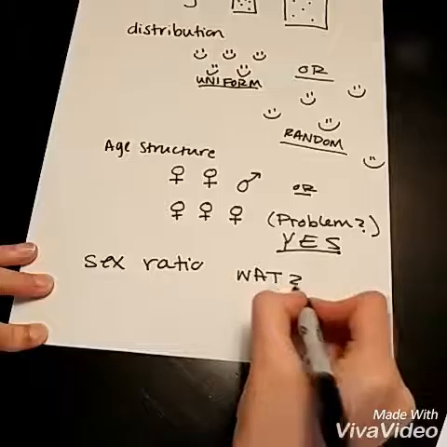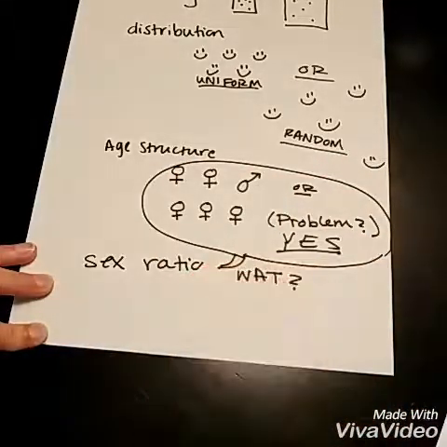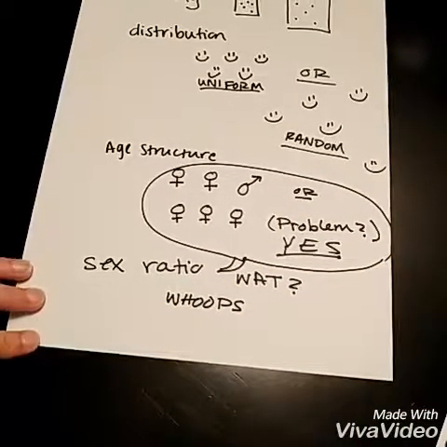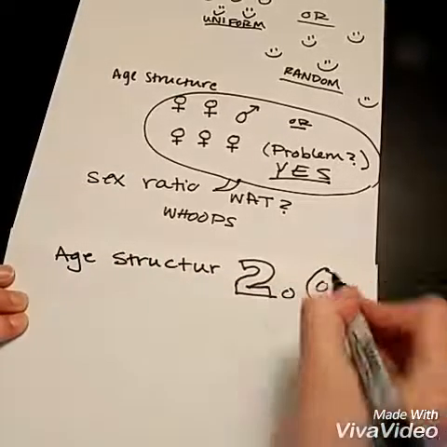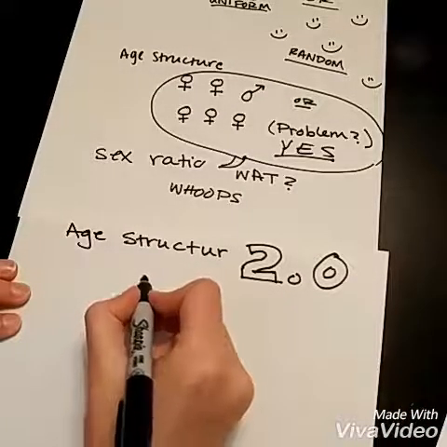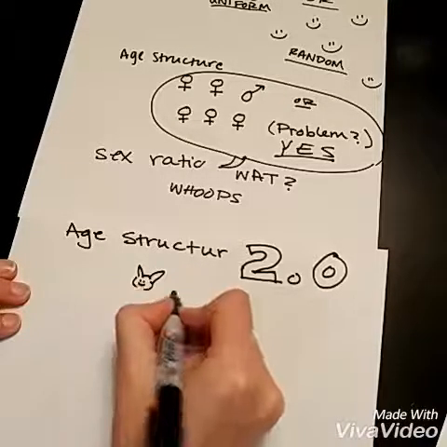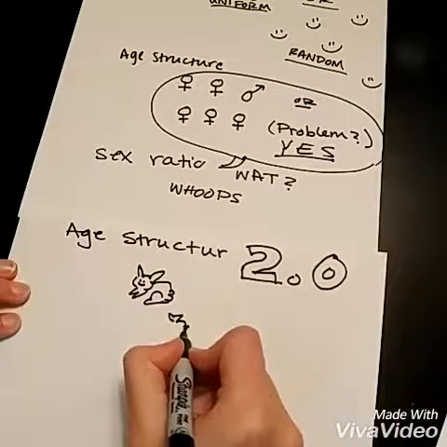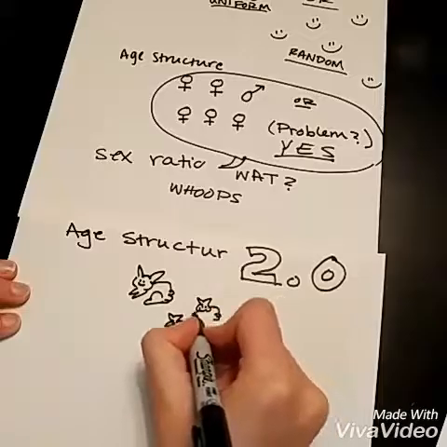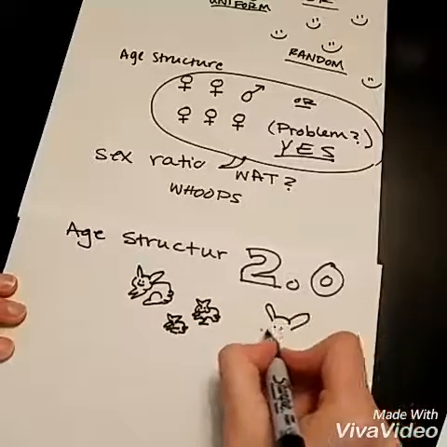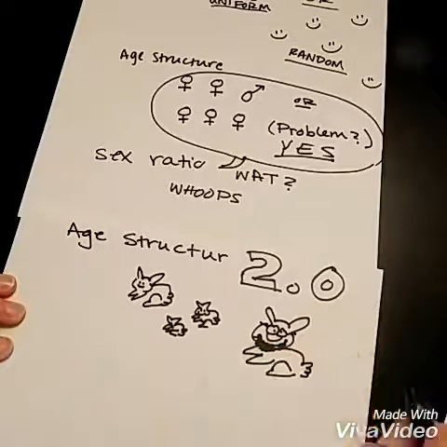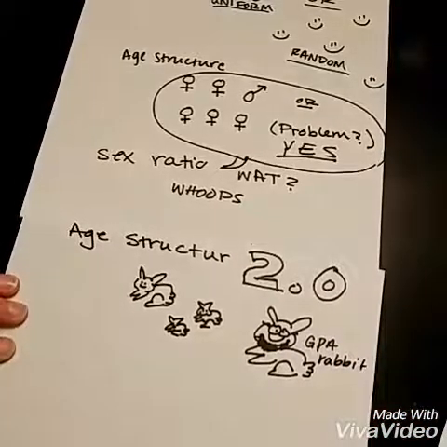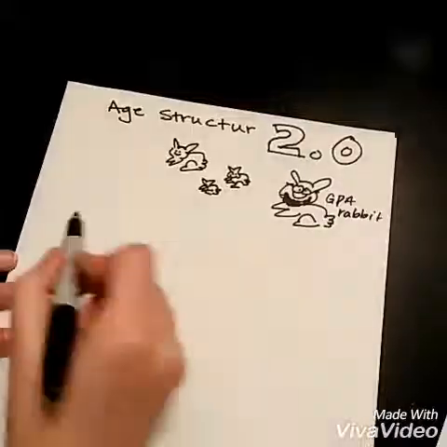Sex ratio. Wait. Sex ratio is what I talked about just above. Whoops. We'll do age structure again, 2.0. Now age structure can be represented, we can look at the age of the population, whether the population is uniform or growing. So we have 1 adult rabbit, 2 little rabbits, and 1 grandpa rabbit, and that is the age structure of this population.